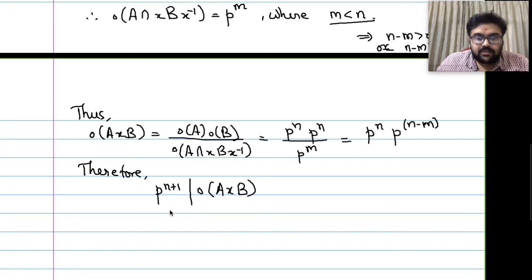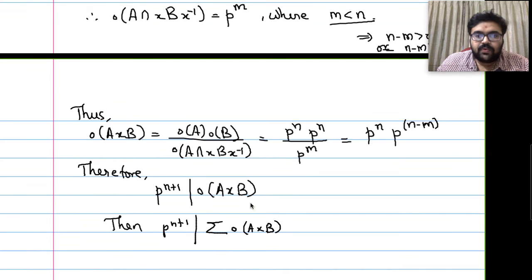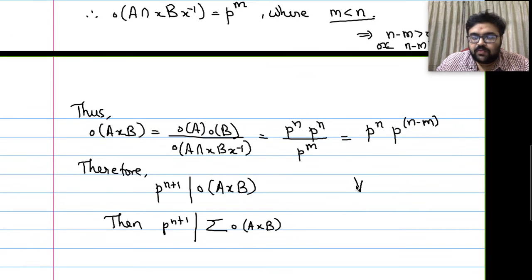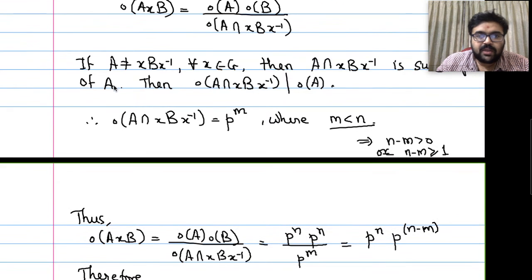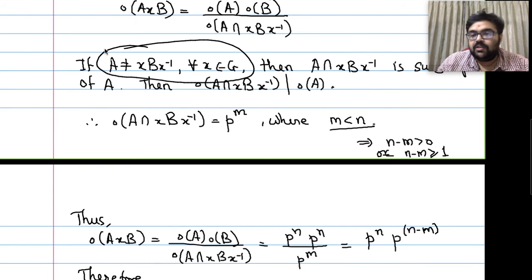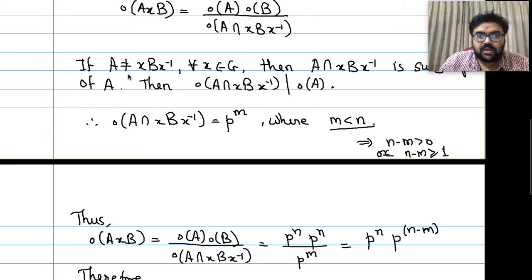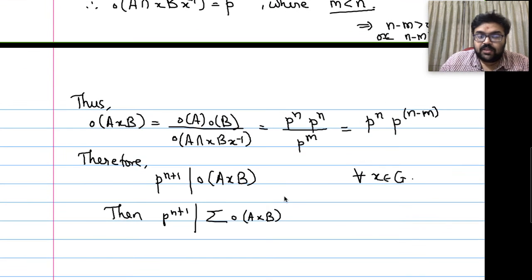But then p power n plus 1 divides the summation of order of axb. This is true for all x, right? This is true for all x in G, because we have assumed that they are not conjugate, that for all x in G they are not equal, a is not equal to xbx inverse. Then this is true, and therefore this sum also divides.